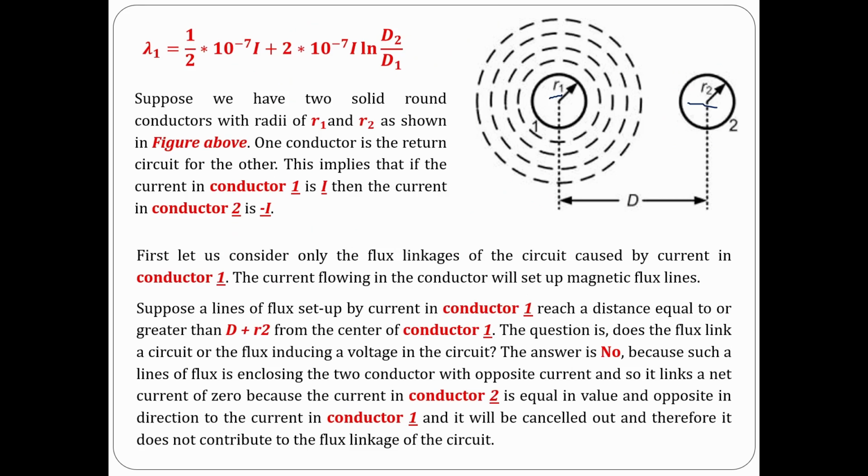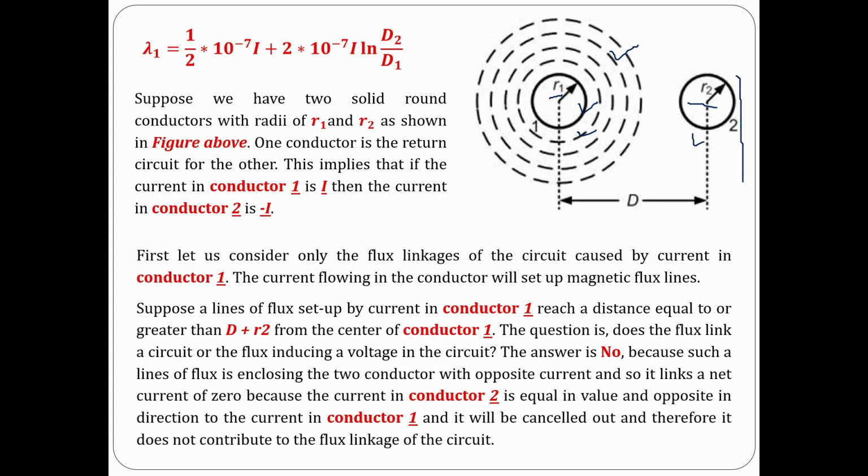This implies that if the current in conductor number 1 is I, then the current in conductor number 2 is negative I. First, let us consider only the flux linkage of the circuit caused by current in conductor number 1. The current flowing in the conductor will set up magnetic flux lines. Suppose a line of flux set up by current in conductor number 1 reaches a distance equal to or greater than D plus R2 from the center of conductor number 1.